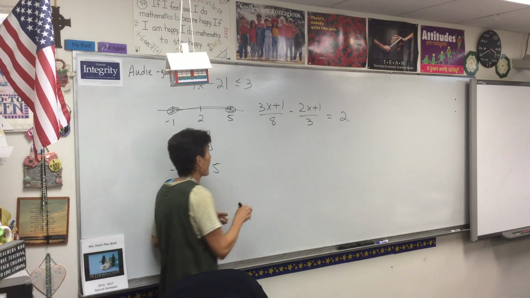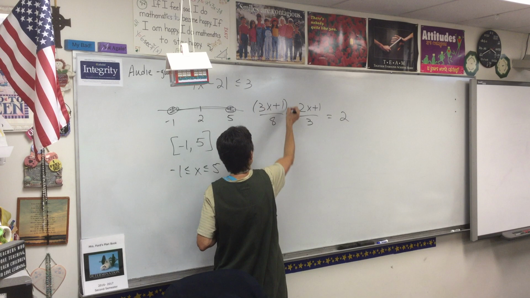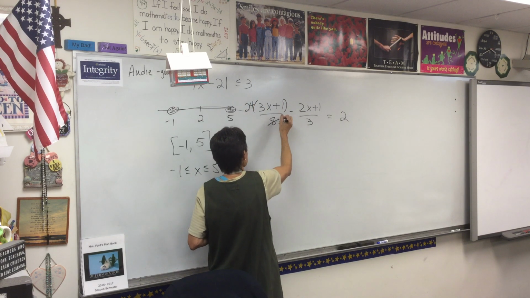All right, so somebody said we're going to multiply by 24. Now we would do that because 24 will cancel the 8.